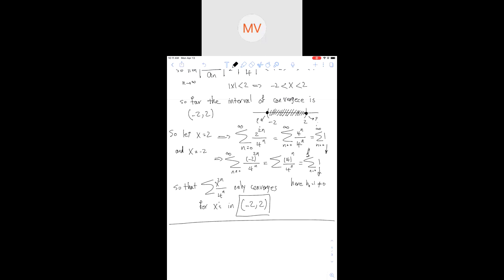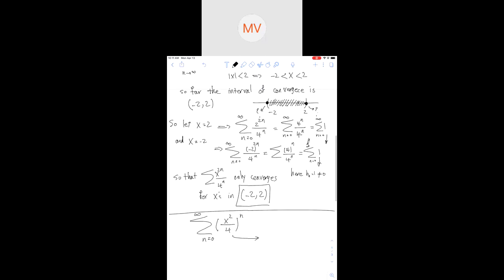In fact, for these values, let me rewrite that series. I want to go ahead and write the series in this form. It's basically x squared over 4 raised to the n, starting from 0 to infinity. Question, what kind of series is that?